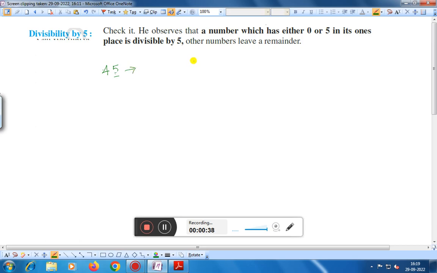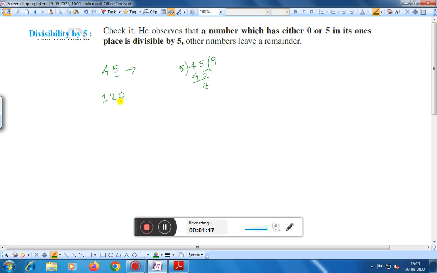Now here you see 45, if we divide 45 by 5, we are getting 9, since 5 nines are 45. Right? That is divisible. The remainder is 0. Now if we take another number, suppose 120.